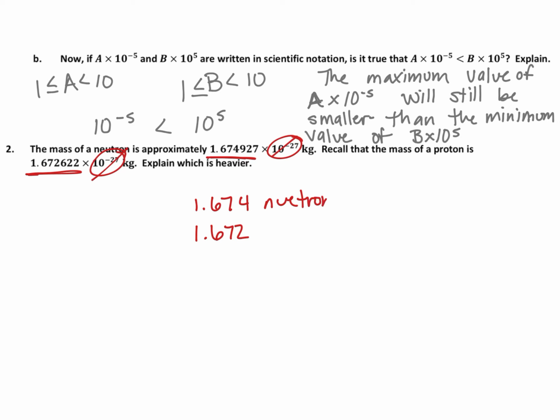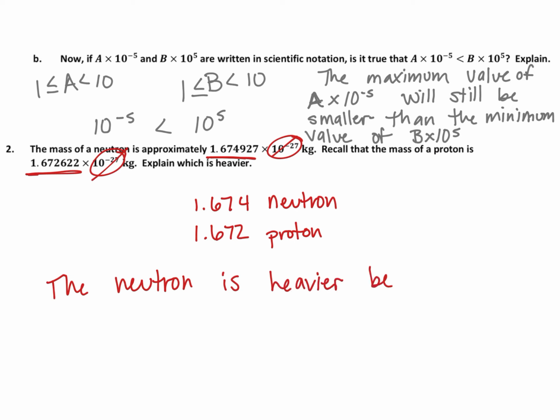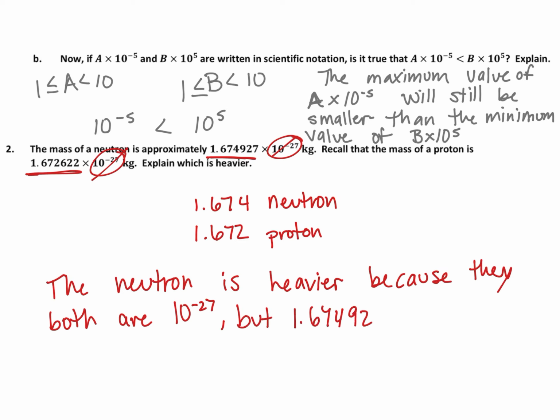The neutron or the proton? The neutron, oh, I spelled it wrong there, is heavier because they both are 10 to the negative 27th, but 1.674927 is greater than 1.672622. So the neutron is heavier than the proton.